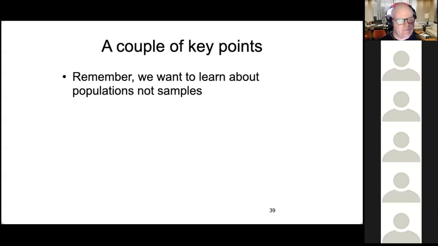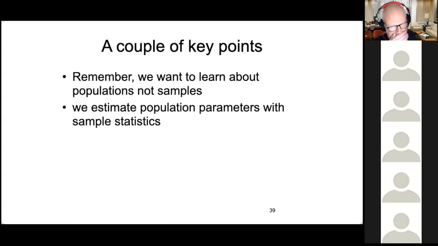So we really want to know about populations. Samples we don't care about on their own. We care about: is the sample unbiased? Is the sample not different from the population? That's what we want. That's what's important. So we estimate population parameters using sample statistics.